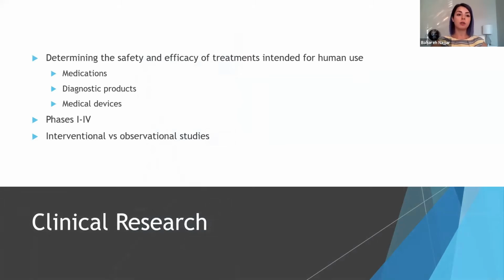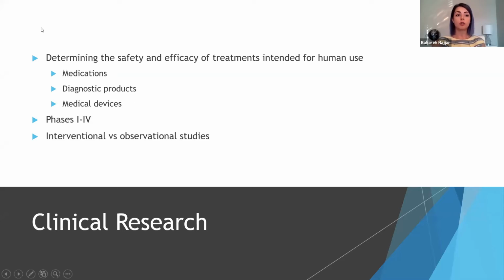As you may all know, or some of you, clinical research is basically studies that we conduct to determine the safety and efficacy of treatments intended for human use. These could be medications, diagnostic products, or medical devices. There are different phases of clinical research. We have phase 1 to 4, which goes from healthy volunteers to post-marketing studies.